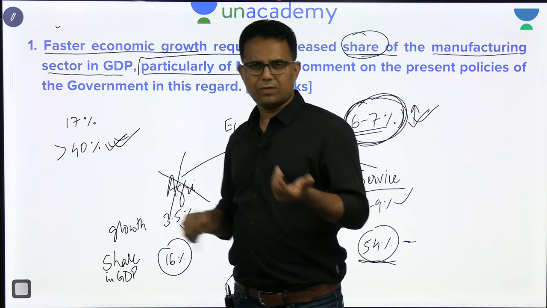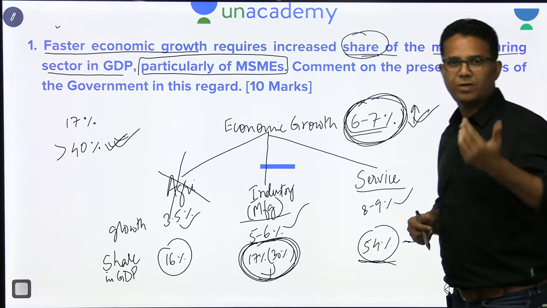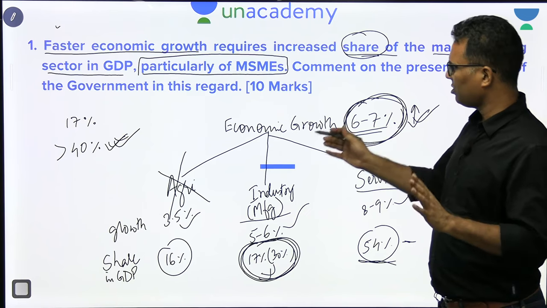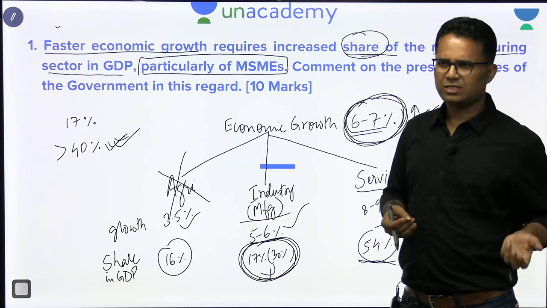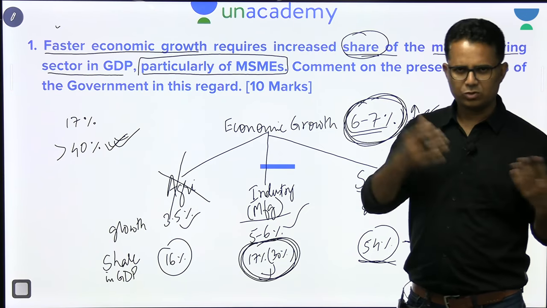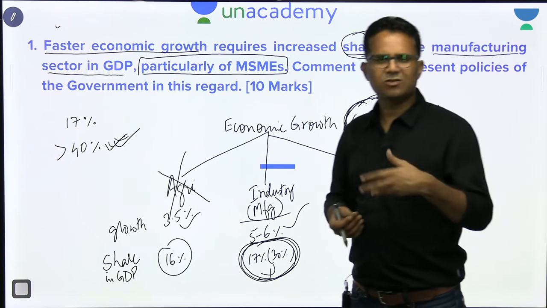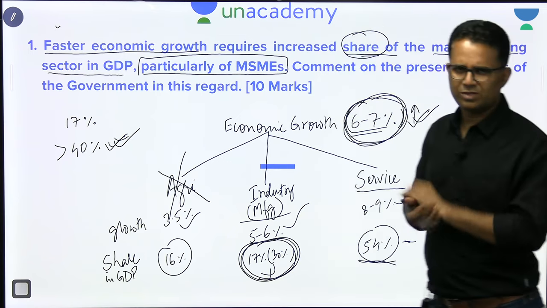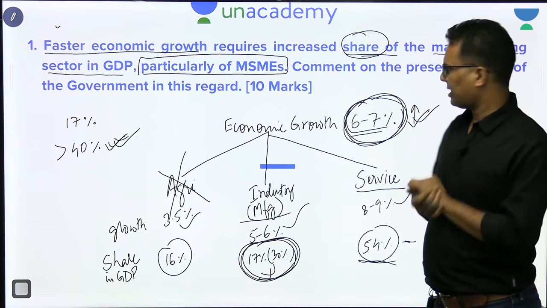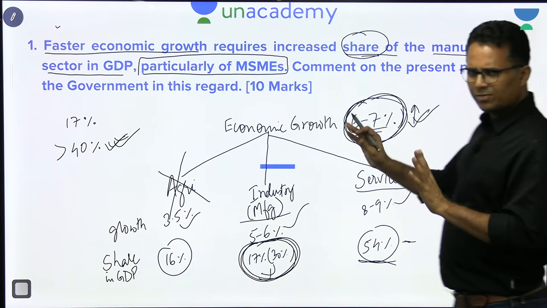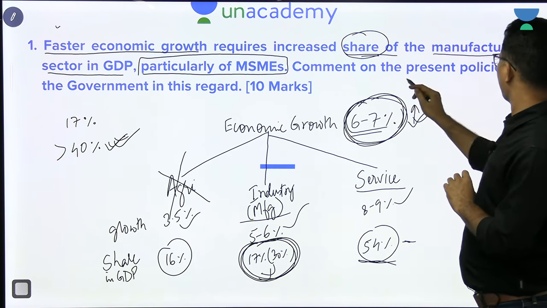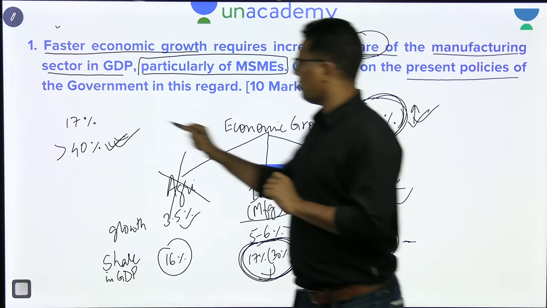This is the share of MSMEs in manufacturing. Then you just write one or two points: MSMEs are labor intensive, and MSMEs provide ancillary support to the bigger industries, acting as a complementary mix rather than competing with the big companies. All these points you can write. It's just a 10 mark question, so this will be sufficient. Now comment on the present policies of the government in this.